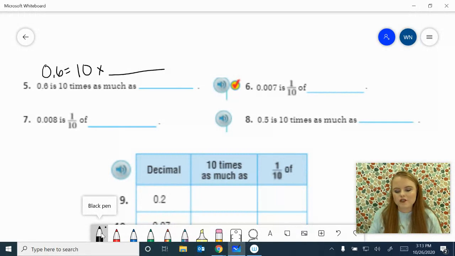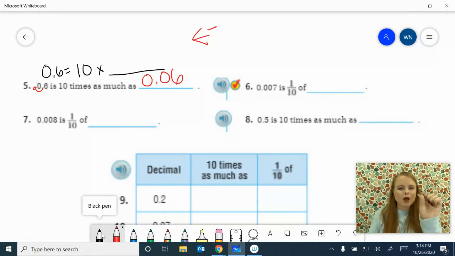Let's go ahead and solve this. If we're looking for the smaller number, remember, if we want to go smaller, we're going to go left. So we're going to move our decimal point over 1 to the left, and that's going to get me 6/100. So 6/10 is 10 times as much as 6/100. Let's do number 6. 7/100 is 1/10 of. Go ahead and solve it.